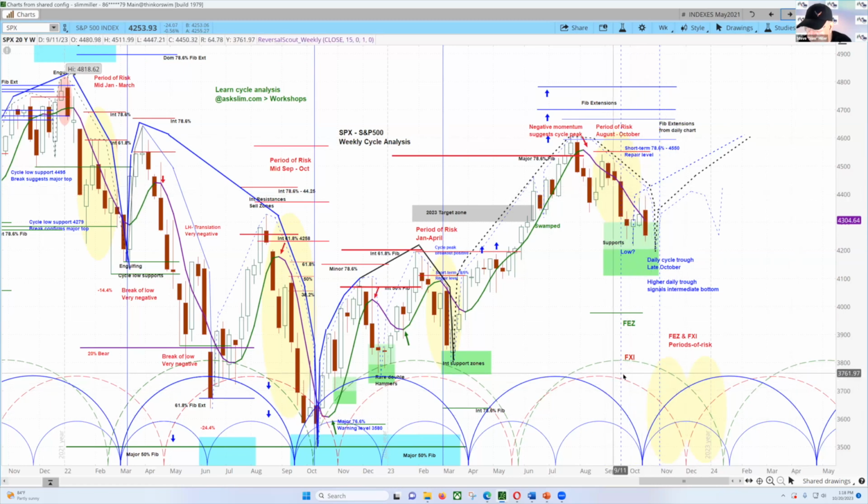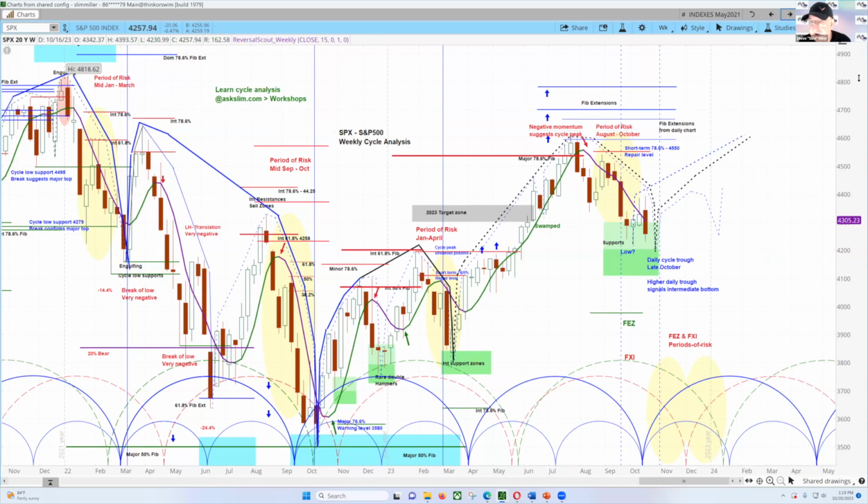These lines in the bottom are the FXI and the FEZ, and these are pointing to continued weakness out into November, December. So we may not be able to get this rally to really develop in a big way until we get past those periods. And maybe it's something like this minor cycle that you see right there, and then taking off. And we're looking for a better November and December.